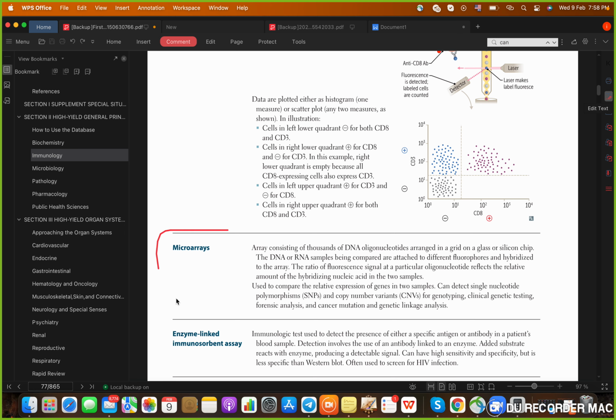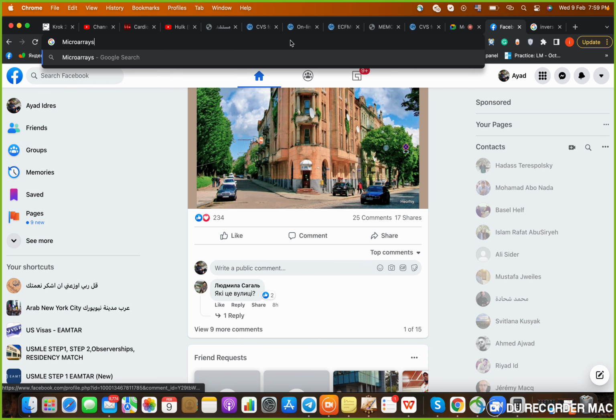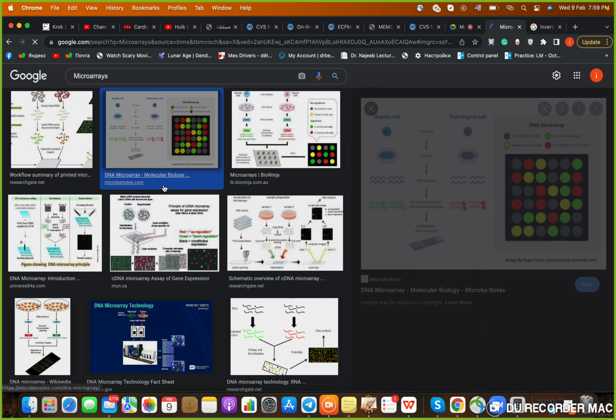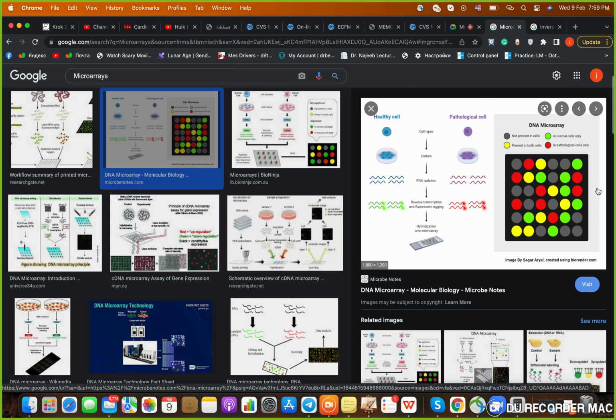Okay, the next one is microarray. I'm not going to explain it from here because the explanation here is really poor. Instead, I'm going to show you a picture, and that's everything you need to know about microarrays. Microarrays are not high yield, but for the sake of completeness, I must show it to you. So yeah, that's what you need.